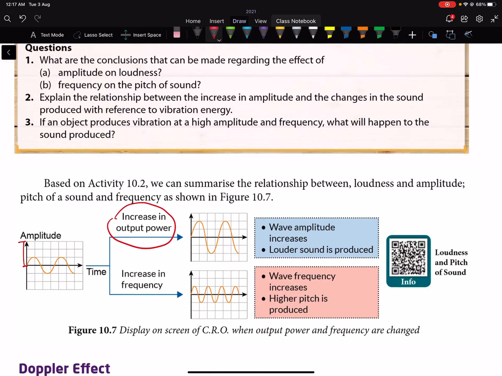So as we can see from our activity just now, if we increase the output power, we are actually increasing the amplitude, and when the amplitude increases, the sound is louder. Okay, and if we increase the frequency, what happens? Frequency obviously increases, and the pitch becomes higher. If we decrease the frequency, the pitch will be lower. If we increase the frequency, the pitch will be higher.